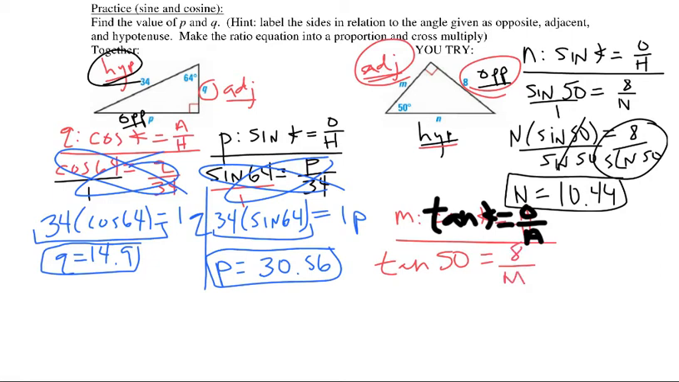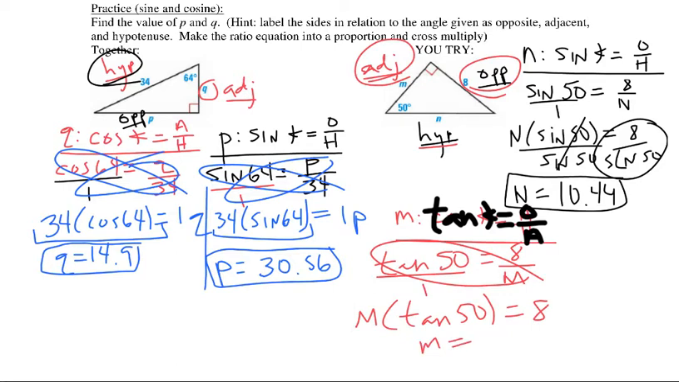And this is going to be set up similar to the N. So when you cross multiply, we have an M times the tangent of 50 equals your 8. So you need to divide the 8 by the tangent of 50 in your calculator. And your M value comes out as 6.71 for your final answer.